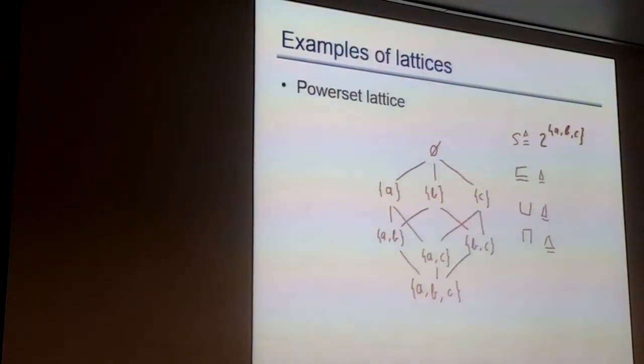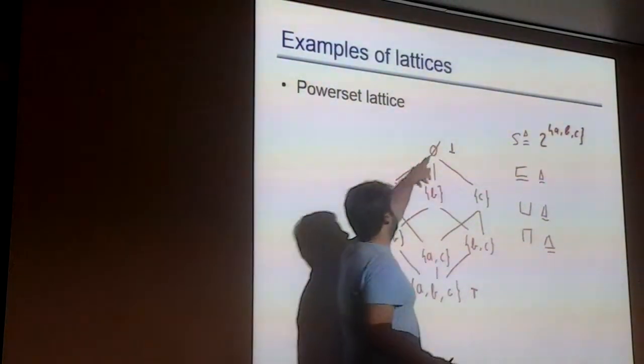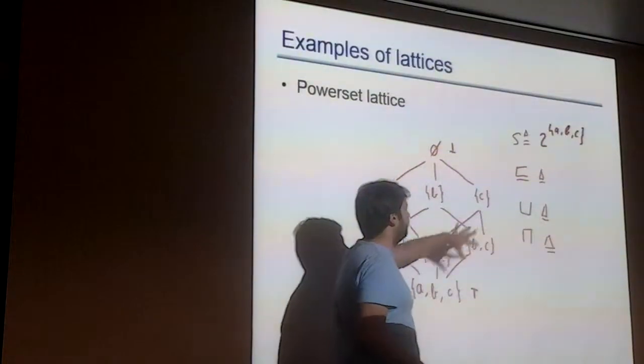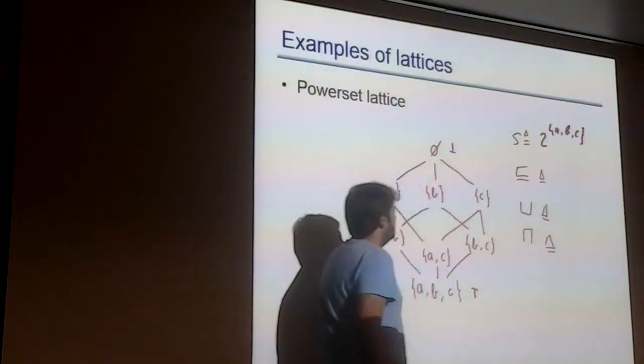Wait, hold on. What's top and bottom? Top is ABC. Bottom is empty. If your relation is subset, yes. So this was a trick question. Actually, there are two ways to do this, in the sense that there are two different lattices you can define here. One is where this is bottom and that's top, and the other is where it's inverted, and that will affect all of these operators.